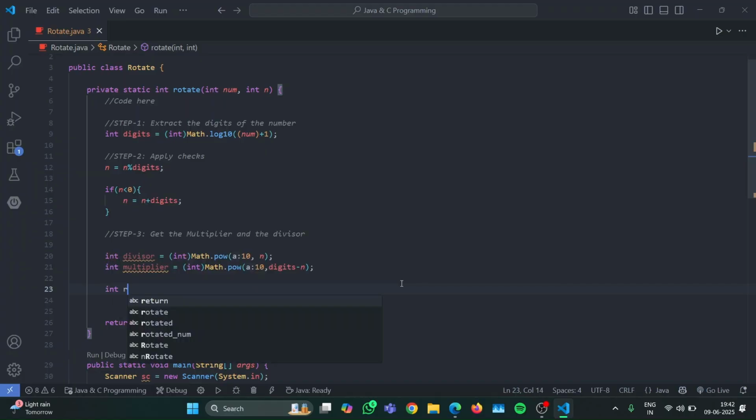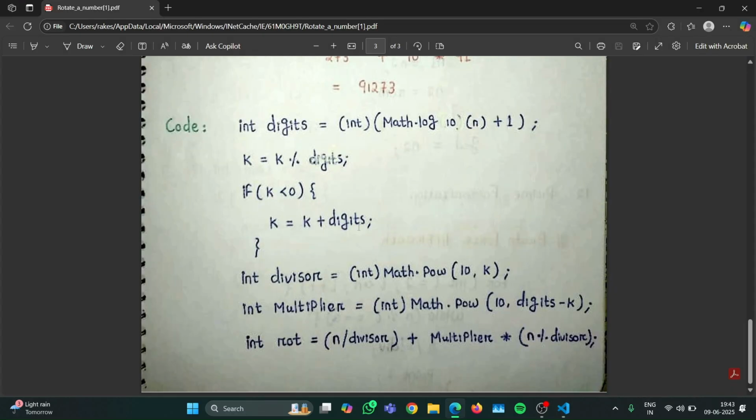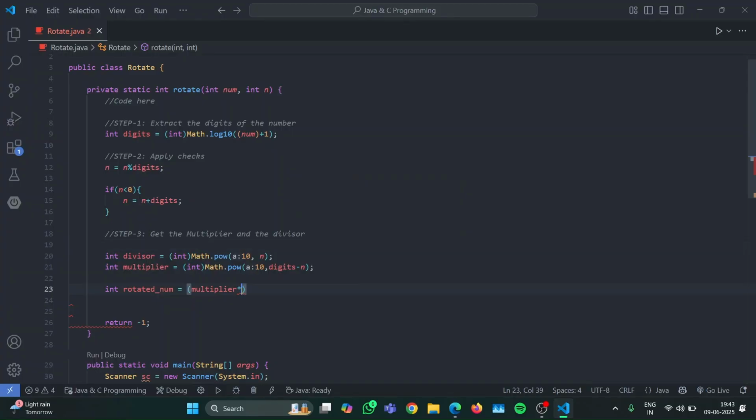So int rotated number is nothing but we have to multiply the... check over here. Which number was multiplied? This one, 27391 by 10 to the power 2. Which number was multiplied? 91. 91 is nothing but the remainder of the division. Which division? Num by divisor.